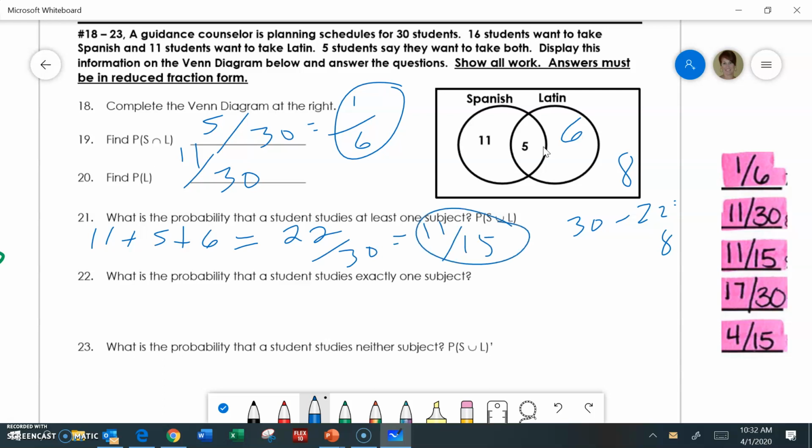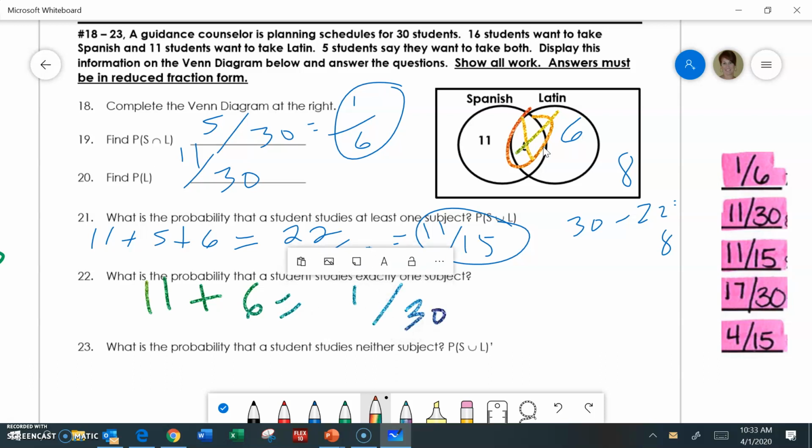For number 22, the probability that a student studies exactly one subject. Well, that means you cannot include, I'm going to use a different color here, that means we cannot include this middle section. No. So it would just be the Spanish and it would just be the Latin. So our answer would be 17 out of 30. Okay?